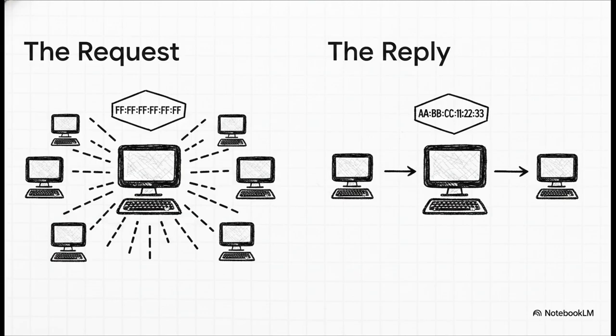Now look at the reply packet. The computer that's responding does not use the all Fs address. Instead, it sends its reply directly to the specific MAC address of the computer that asked the question. This is what we call a unicast, a direct one-to-one message. So the whole process is incredibly efficient. One public question gets one private answer.